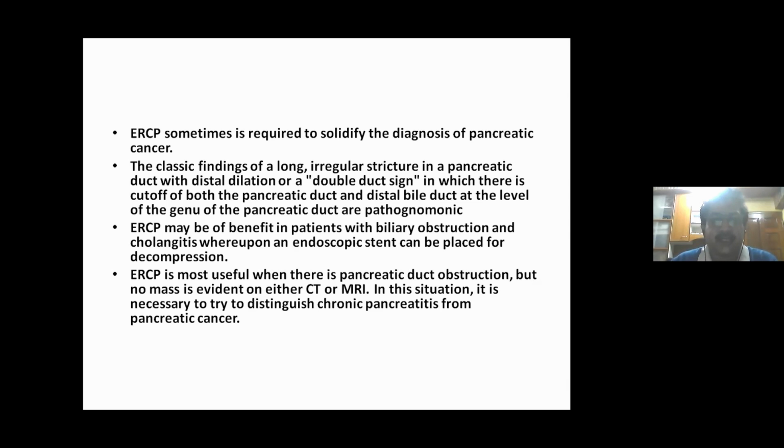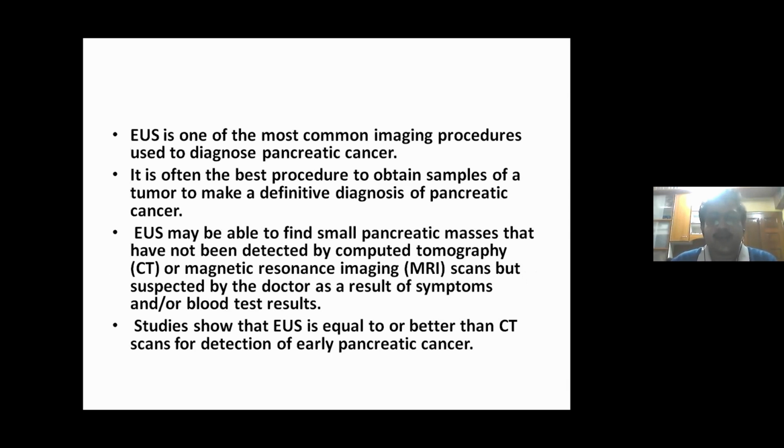In this situation, it is necessary to try to distinguish chronic pancreatitis from pancreatic cancer. EUS is the most common imaging procedure used to diagnose pancreatic cancer. It is often the best procedure to obtain samples of a tumor to make the definite diagnosis of pancreatic cancer. EUS may be able to find small pancreatic masses that have not been detected by computed tomography or MRI, but suspected by the doctor as a result of symptoms and or blood test. Studies show that EUS is equal to or better than CT scans for detection of early pancreatic cancer.